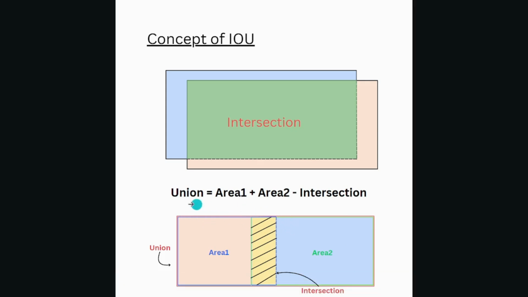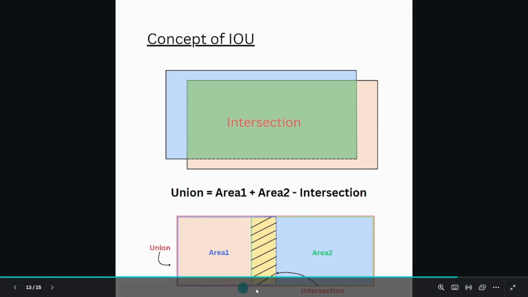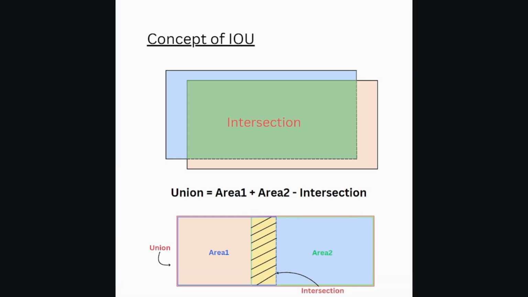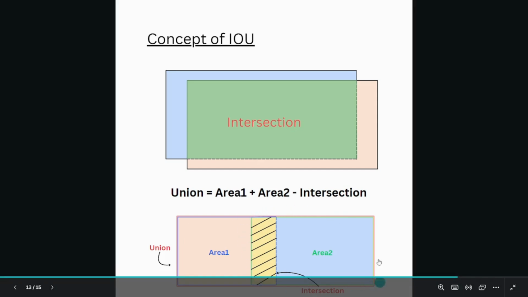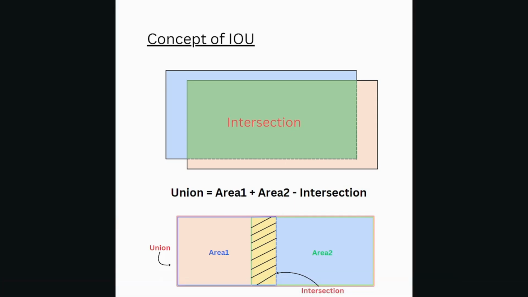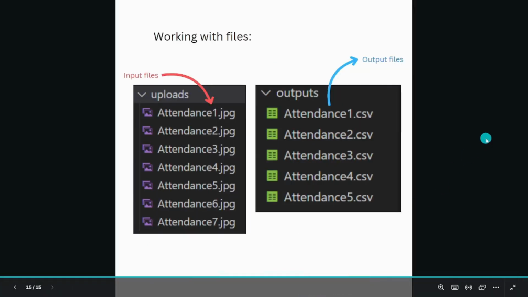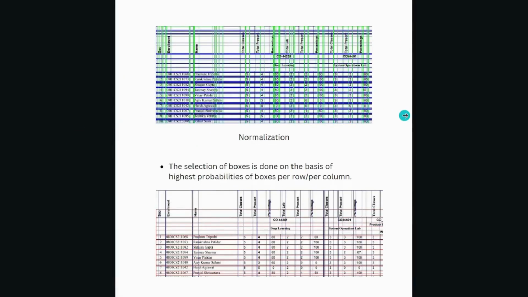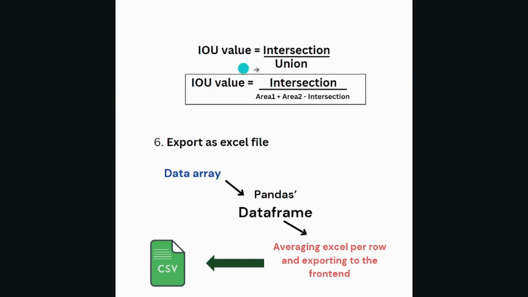So the union turns out to be area 1 of the particular box which we have chosen, plus area 2 of the particular box which we have chosen, minus the intersection part. Why are we subtracting the intersection part? Because area 1 and area 2 add the intersection part 2 times. So to count it one time, we need to subtract it once, and hence we get the union part which we require. Now for calculating the IOU value, we know that the IOU value is the intersection over the union. So the IOU value turns out to be intersection over area 1 plus area 2 minus intersection.